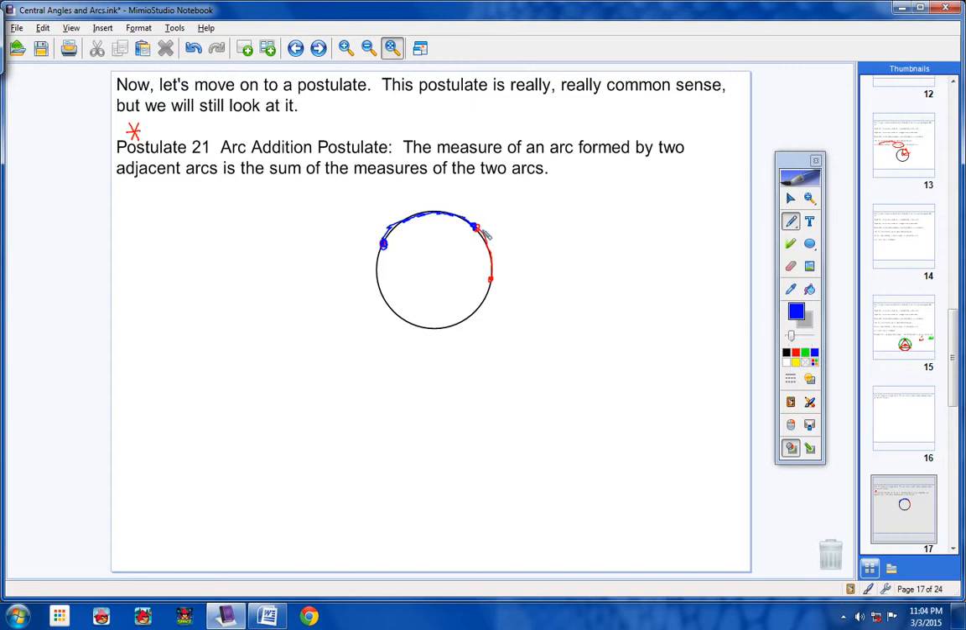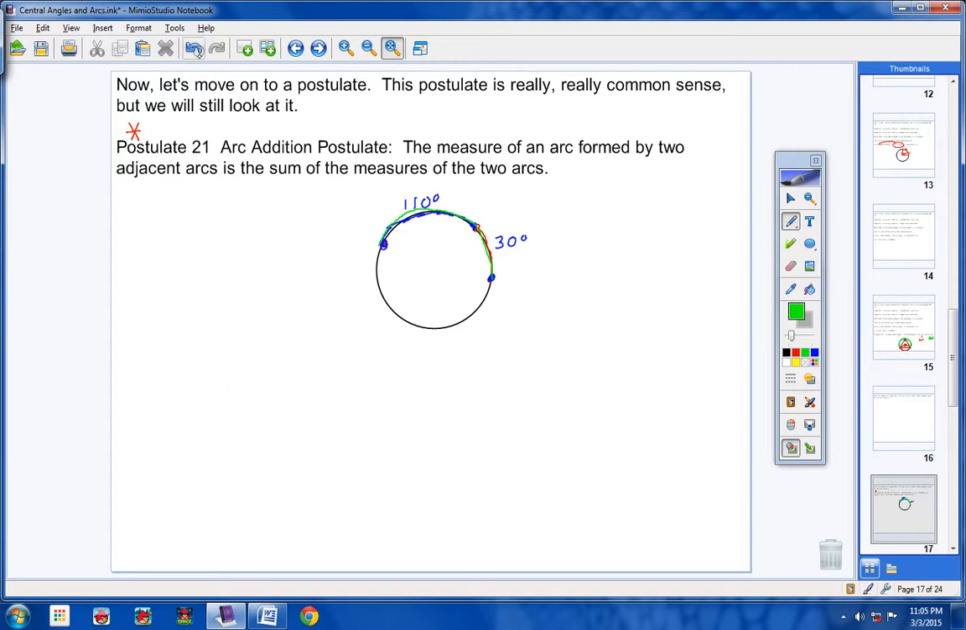All they're saying is if this arc here is, I'm just making this up, 30 degrees, and this arc here is, I don't know, 110 degrees, then the entire arc length from here all the way to here would be 140. You just add the two arcs together. And students, that's really, really common sense. So if you know the arc length from here to here is 30 degrees, and from here to here is 110 degrees, then you know the entire arc length from here all the way to here is 140 degrees. Okay? That's all this postulate is saying.